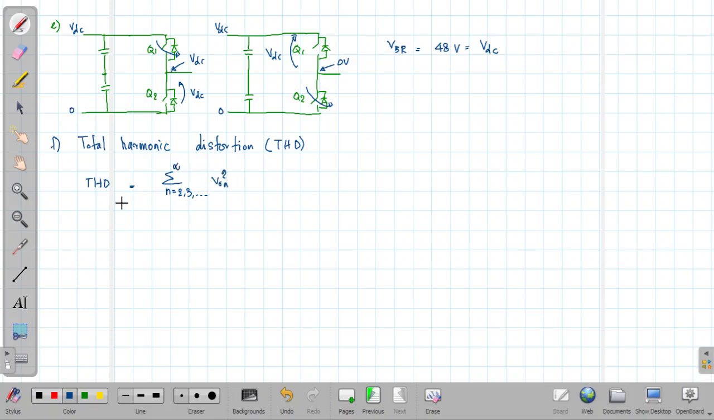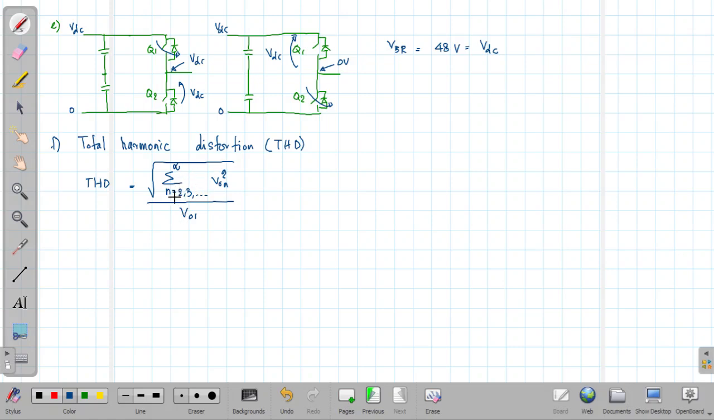VOn. That means we consider the harmonics 2, 3, 4, etc. to infinity. You get the RMS of each harmonic component and we square it. Then we add them together, and after that we get the square root of that, and this value is divided by the RMS of the fundamental component. So this is the definition of the THD value.